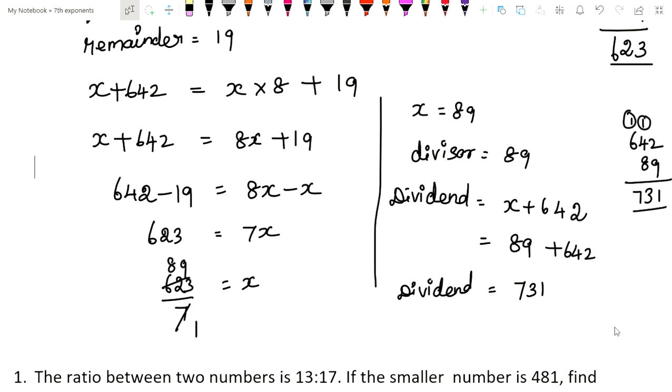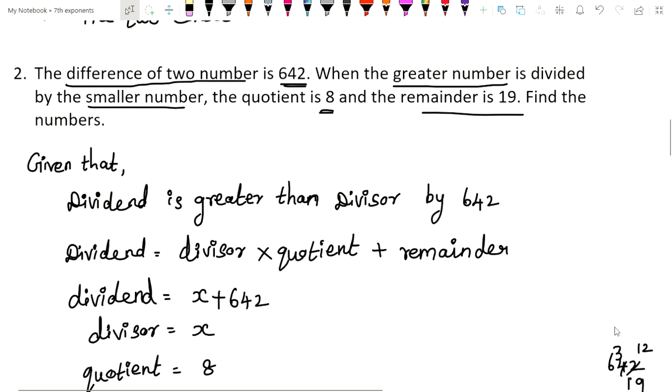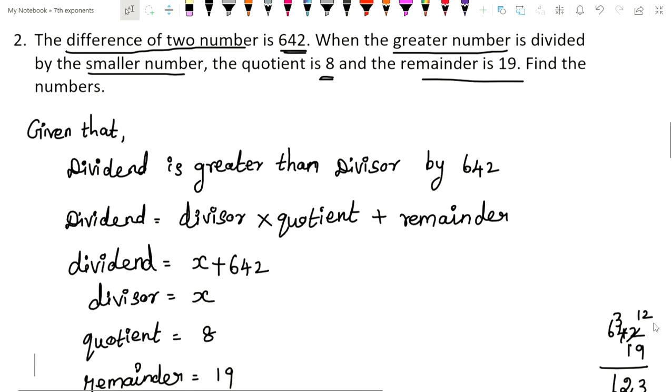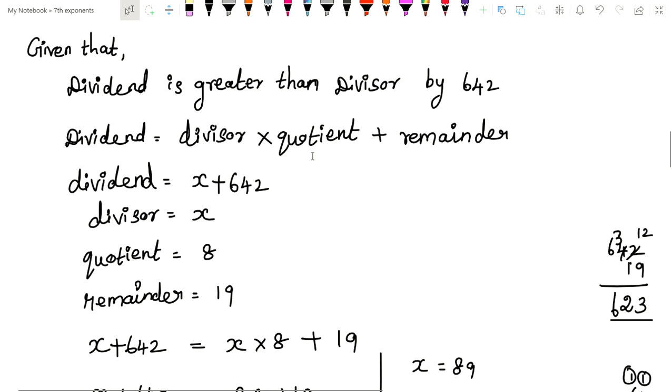I repeat this. The difference of two numbers is given, when the greater number is divided by the smaller number. So the greater number we are representing as dividend and the smaller number we are representing as divisor. When we divide this, what you are getting? Quotient 8, remainder 19. Okay. So that I have written here. So let us consider dividend is greater. So divisor we consider as x.